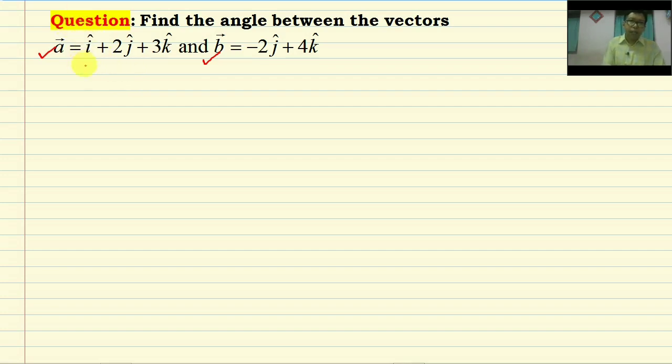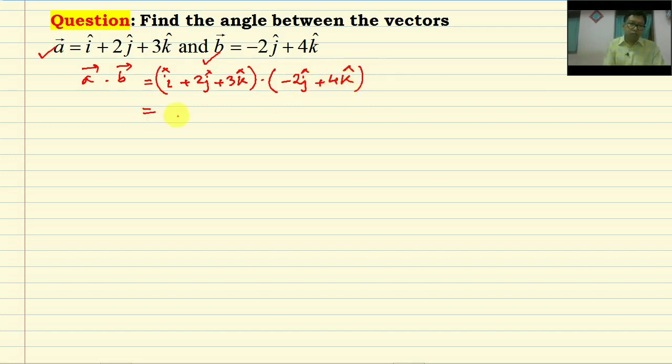You have to find A dot B vector. A dot B is equal to (i cap plus 2j cap plus 3k cap) dot B vector, where B vector is equal to minus 2j cap plus 4k cap. This is equal to 1 into 0 plus 2 into minus 2 plus 3 into 4. Ultimately you get 0 minus 4 plus 12, which is equal to 8. So A dot B is equal to 8.